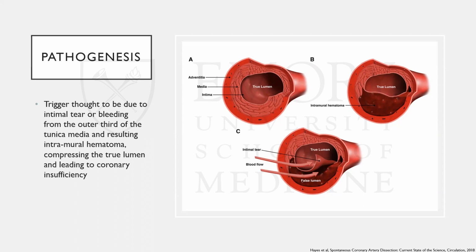And this image on the right demonstrates a cross-section view of the coronary artery. Image A denotes a normal coronary. Image B shows a coronary artery with intramural hematoma. And image C shows a coronary artery with an intimal tear.